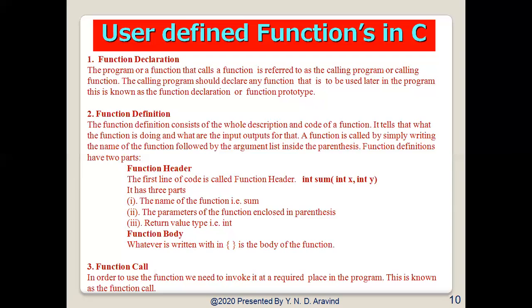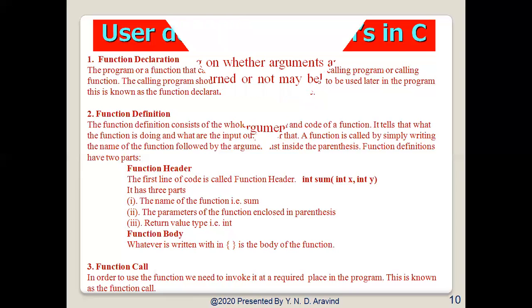Next one is function call. In order to use the function, we need to invoke it at a required place in the program. This is known as a function call. So we have declared the function, we have defined the function, and if we are not calling that function, then there is no use in declaring and defining it. Whenever we require the function we have declared and defined, we need to call it at the required places in the program.